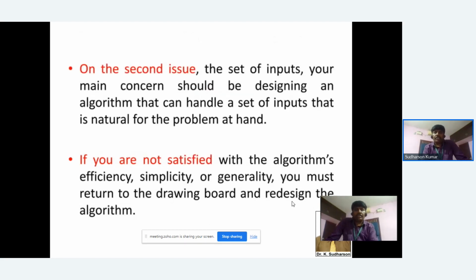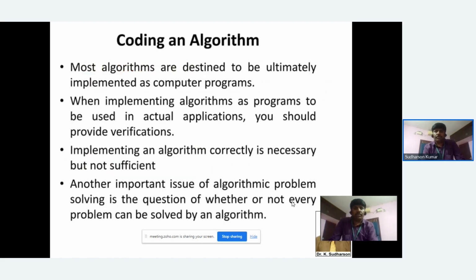Likewise, we have a second issue, a set of inputs. Your main concern should be designing an algorithm that can handle a set of inputs that is natural for every problem. If you are not satisfied with the algorithm's efficiency, simplicity, and generality, you must return to the drawing board and redesign the algorithm. So you have to check the efficiency, simplicity, and generality of an algorithm. If it does not fit your problem, you can redesign the algorithm.